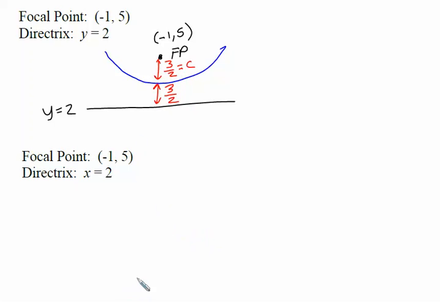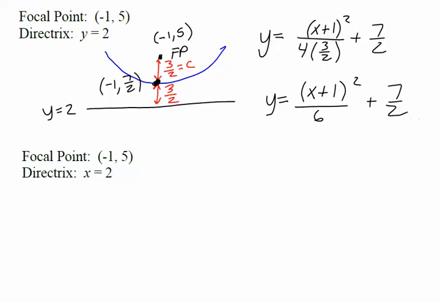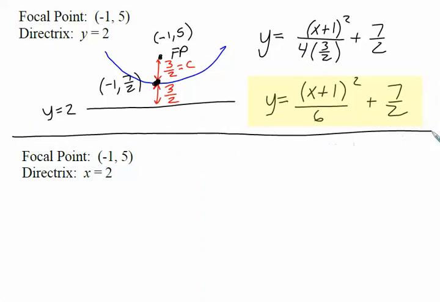This parabola is vertical opening up, so it's going to look like y is equal to. Now we have to identify the vertex. So the vertex is going to be at negative 1, comma, 2 is 4 halves, so I think that'll be 7 halves. So we're going to look like x plus 1, the quantity squared, all over 4 times c plus 7 halves. So this is y equals the quantity x plus 1 squared, all over 6, plus 7 halves. So again, once you draw the picture, once you get your bearings, the problem isn't that bad.